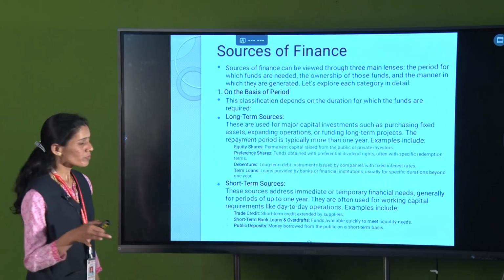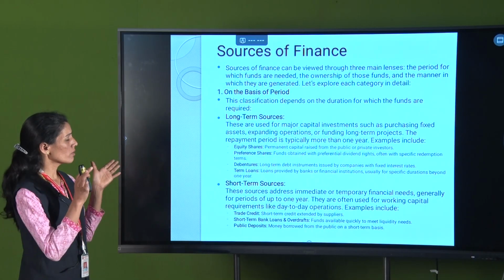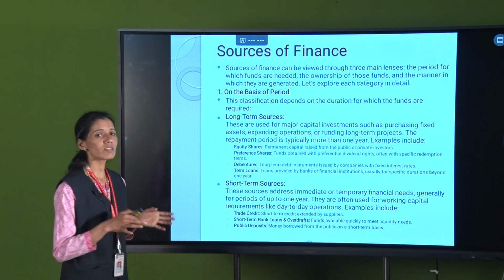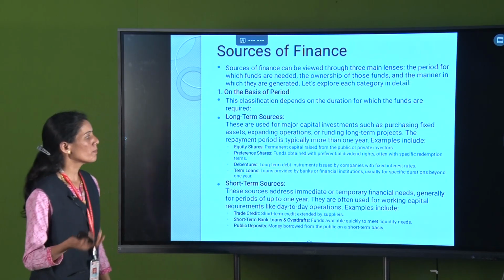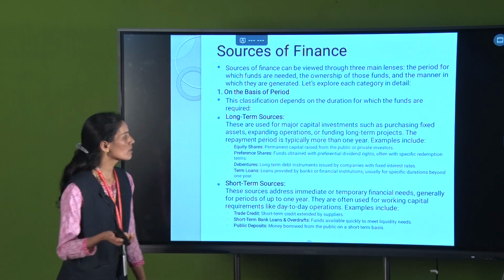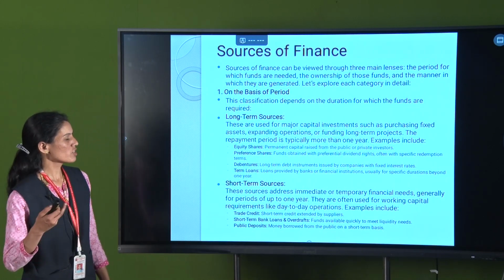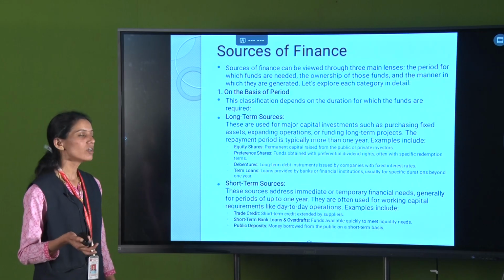Equity share is a part of the capital, some shares in the capital. It is permanent capital raised from public or private investors. Preference shares are funds obtained with preferential dividend rights, often with specific redemption terms.